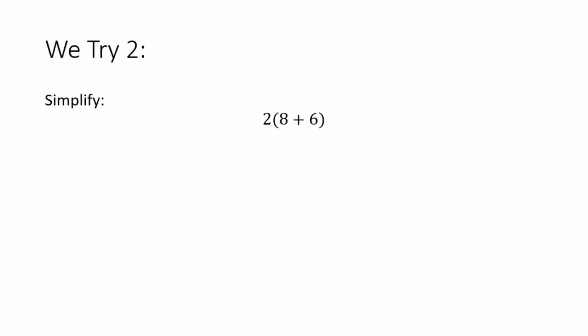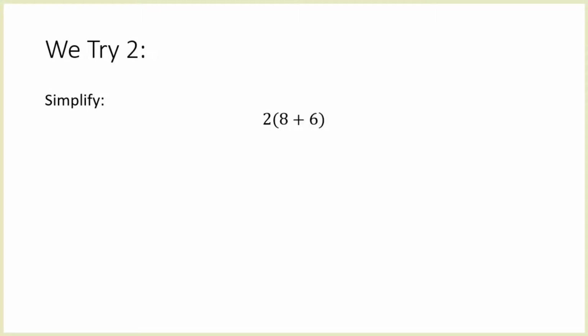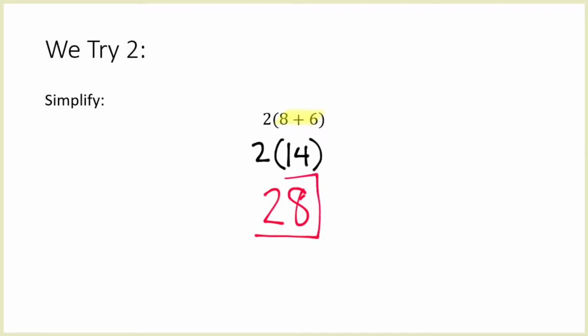Okay, let's do this one together. Now I do have some parentheses, so I have to work inside of them first. So I'm going to do whatever's inside first. So 8 plus 6, that's 14. So I'm done inside of the parentheses. But I have this 2 sitting outside, which means what I need to do is multiply. Once I've done everything inside of the parentheses, then I multiply by whatever's attached to the parenthesis. 2 times 14, that's 28. And I'm done.